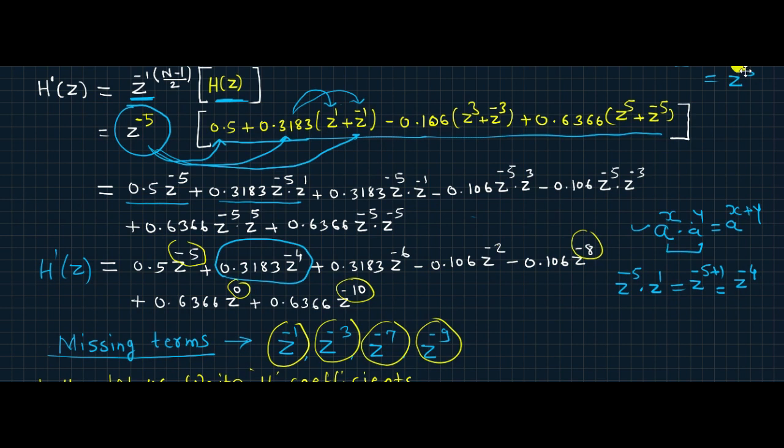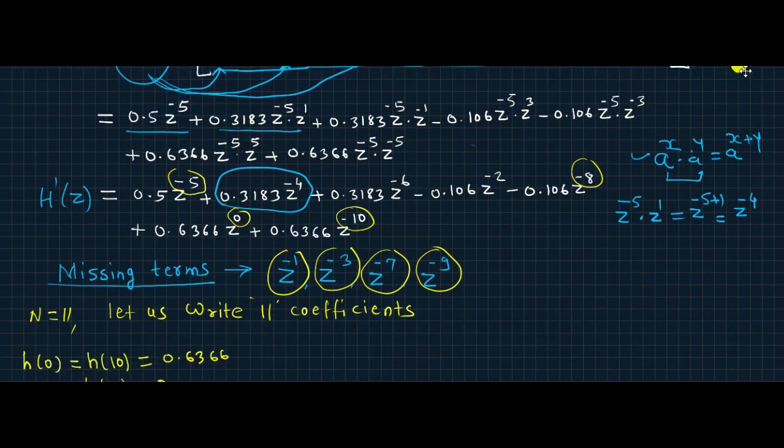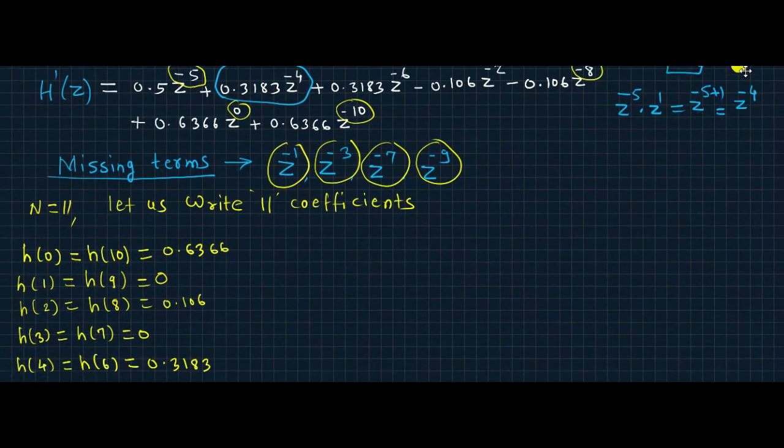We take the coefficients of these as 0 and we can write this as, let us write 11 coefficients. Okay, n is equal to 11. Therefore, h of 0 equal to h of 10.